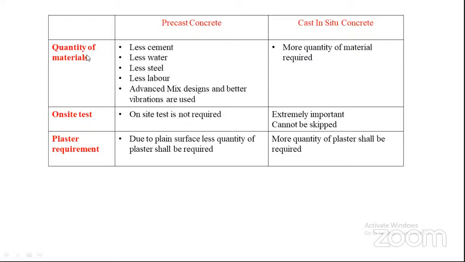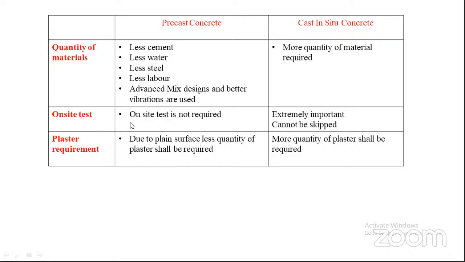And next is quantity of material. In the precast concrete method, it requires only less cement, less water, less steel, less labor, and also advanced mix designs and better vibrations can be used. But these kinds of advanced mix designs and better vibrations are very limited. We cannot do these when we are looking into cast in situ concrete, and in cast in situ concrete more quantity of material is also required.